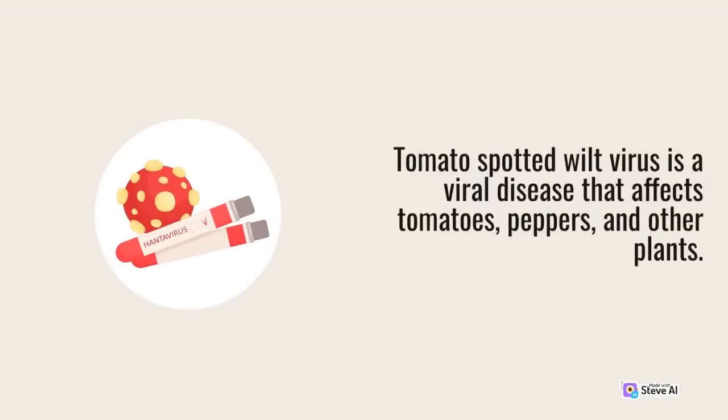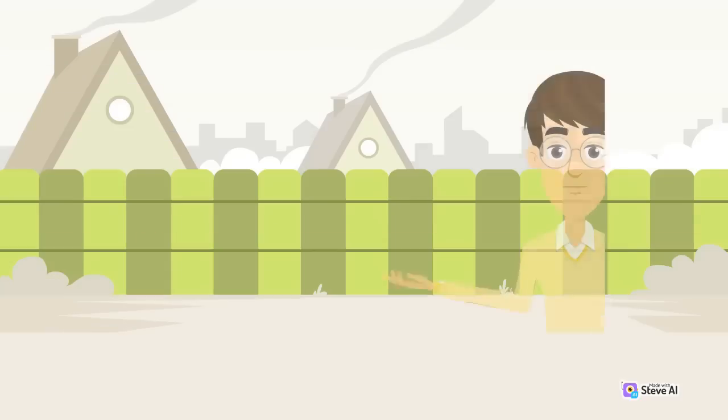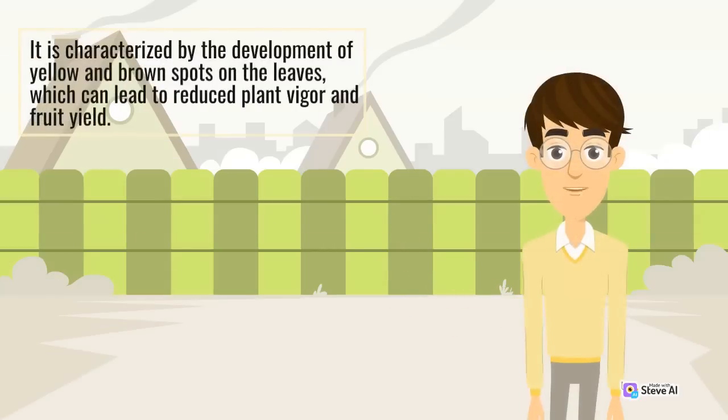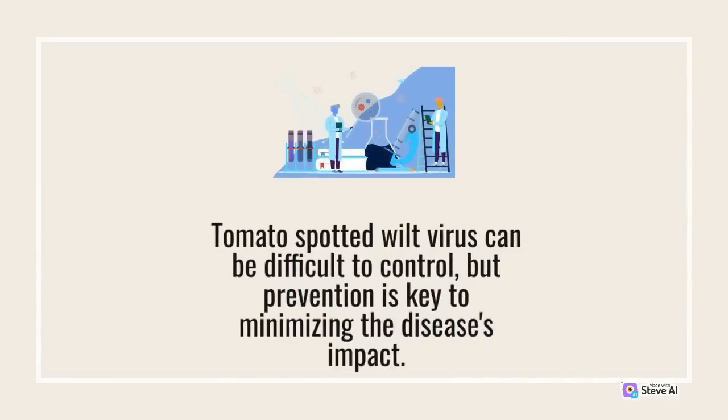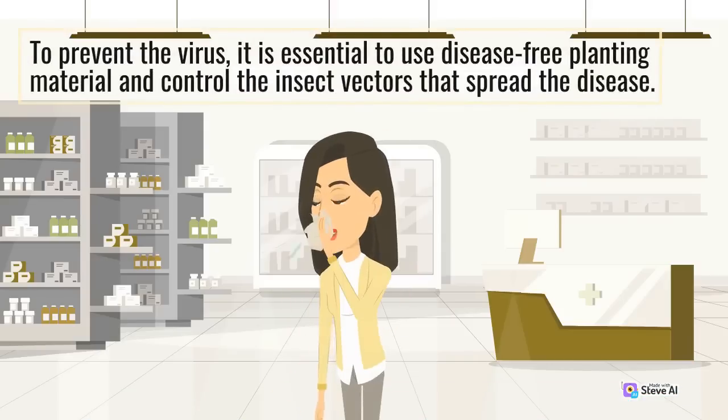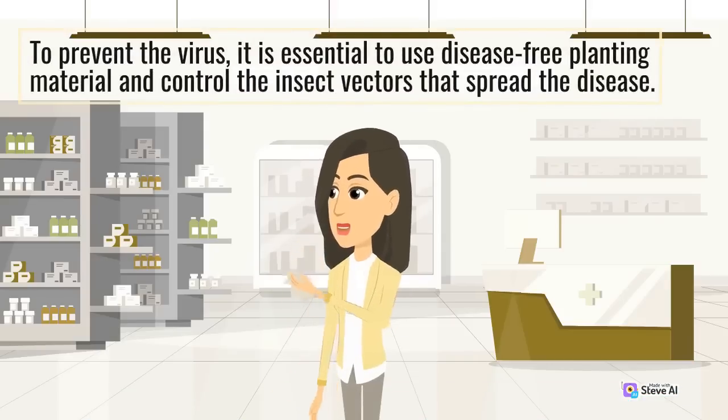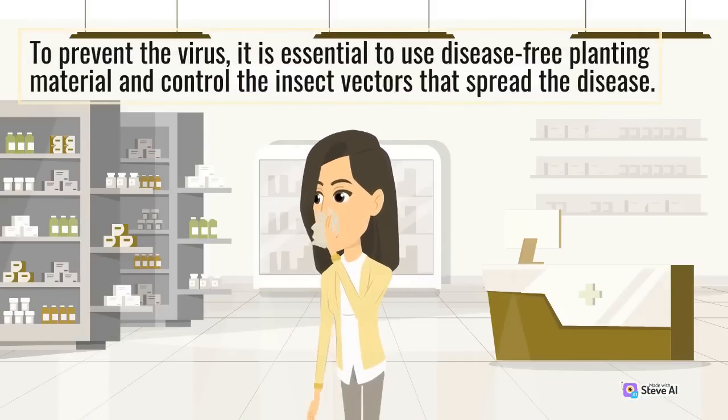Tomato spotted wilt virus is a viral disease that affects tomatoes, peppers, and other plants. It is characterized by the development of yellow and brown spots on the leaves, which can lead to reduced plant vigor and fruit yield. Tomato spotted wilt virus can be difficult to control, but prevention is key to minimizing the disease's impact. To prevent the virus, it is essential to use disease-free planting material and control the insect vectors that spread the disease.